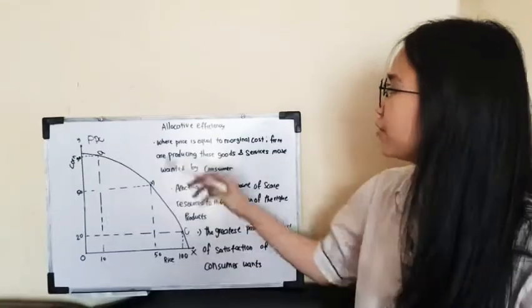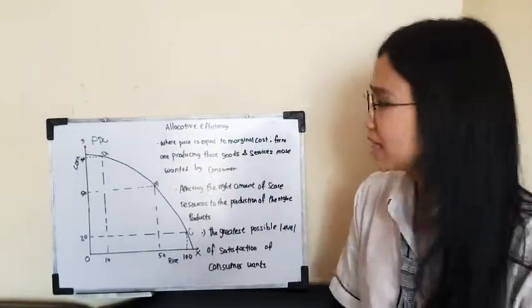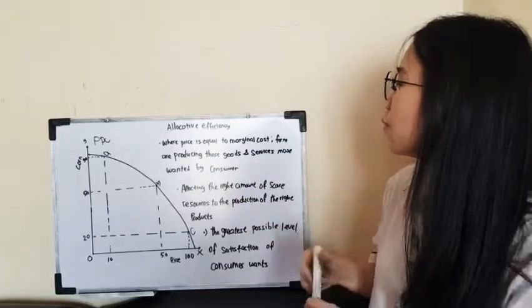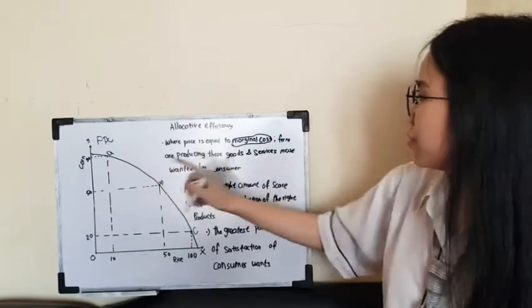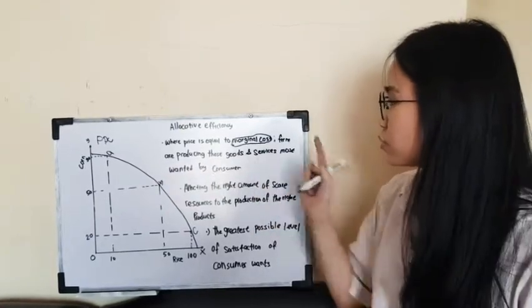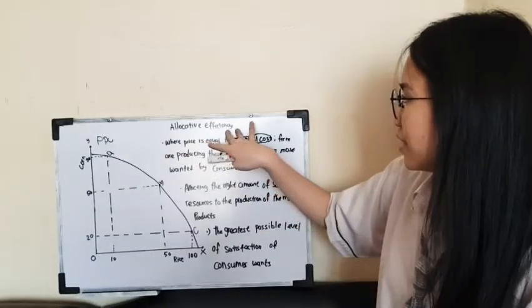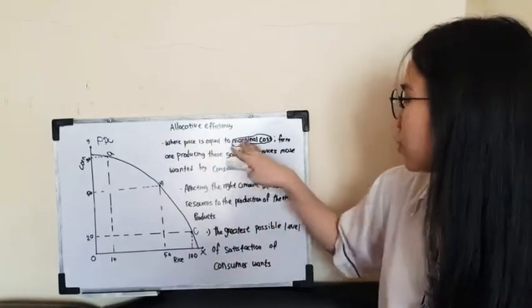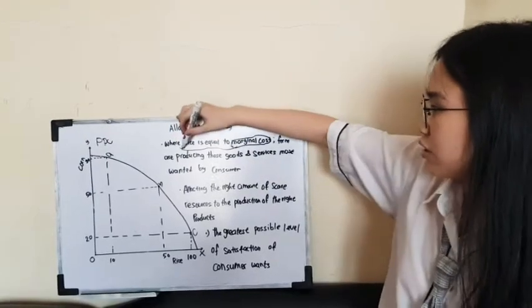Okay, now we will go to allocative efficiency. What is allocative efficiency? Allocative efficiency is where price is equal to marginal cost. Firms are producing those goods and services most wanted by consumers. It is very important for allocative efficiency that price is equal to marginal cost. This is very important. We all should remember this.